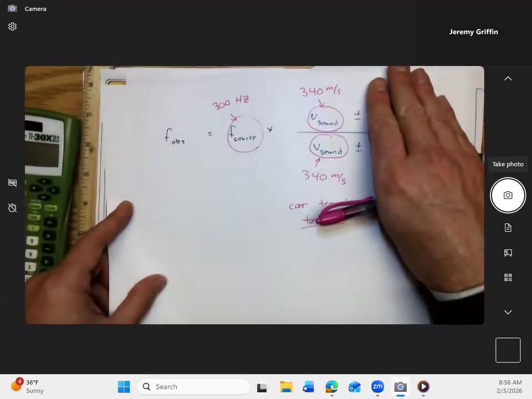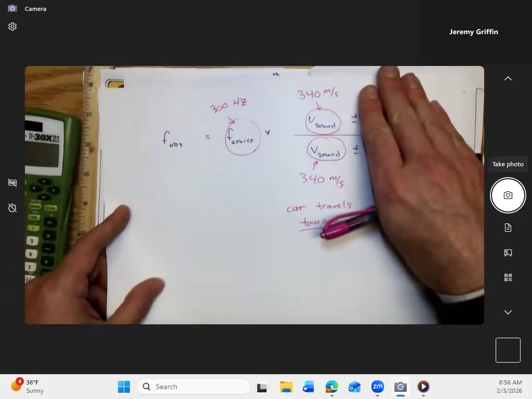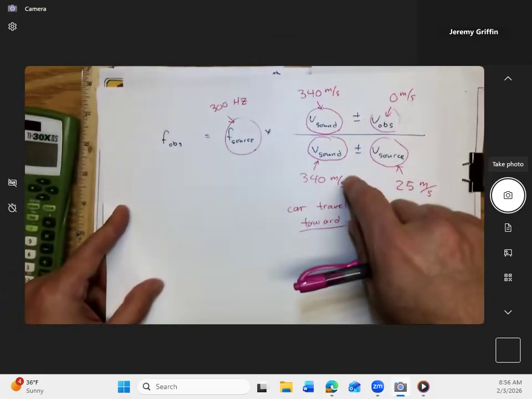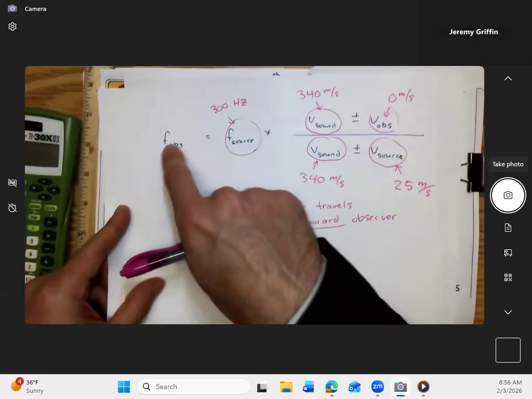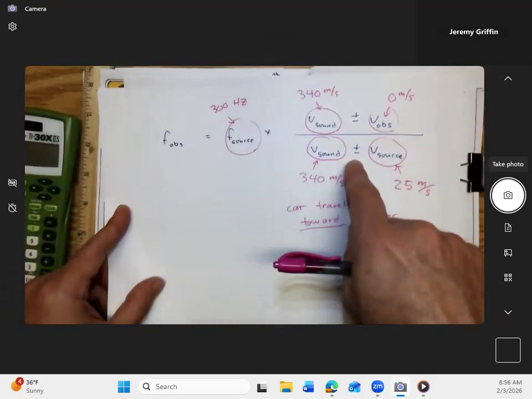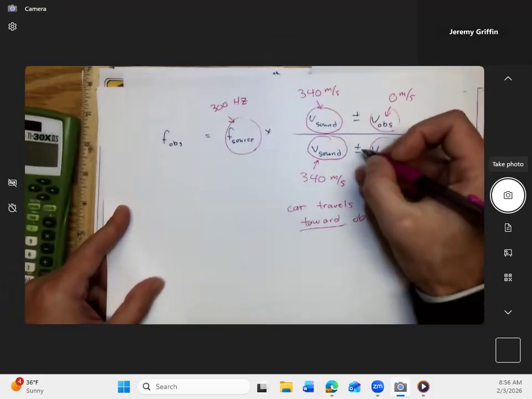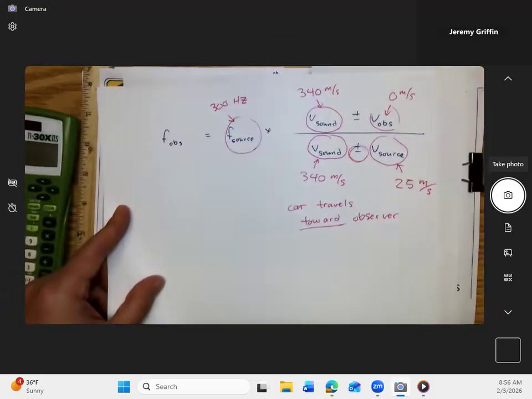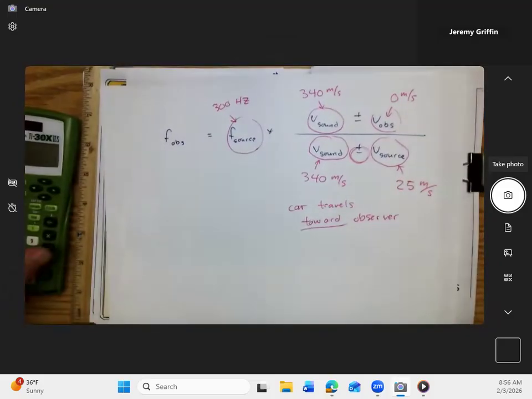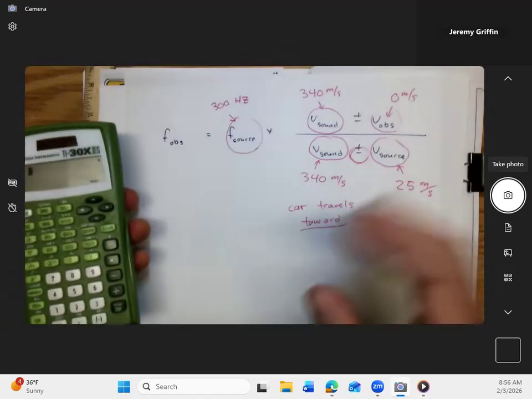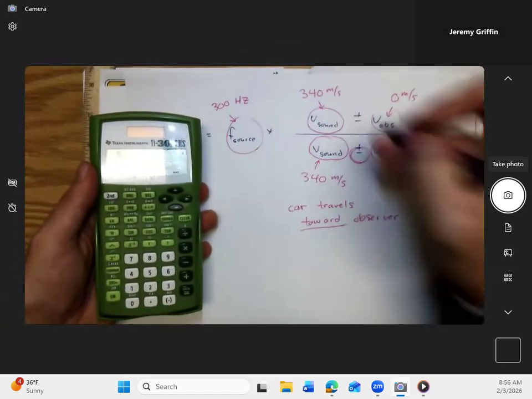Well, if everyone was just sitting at rest, speed of sound over speed of sound would simplify to 1, so you would perceive the same frequency. But we want to make this value larger than the original 300. So do you get that by adding or subtracting on the bottom? Subtracting. Yeah, you have to subtract down here. You guys see the logic behind that? There are other ways you can reason it out, but that's why I like to do it this way. So let's throw this all in the calculator.